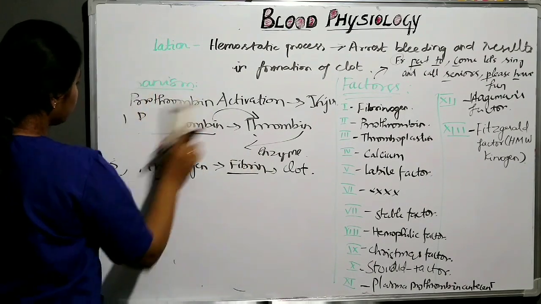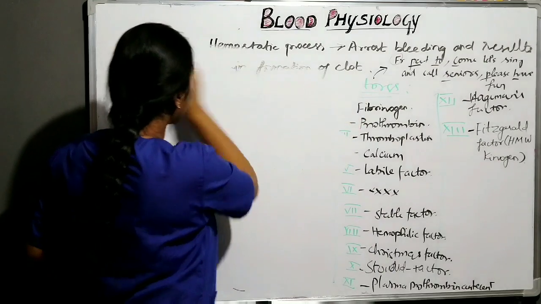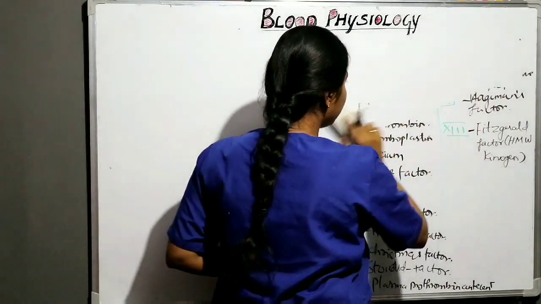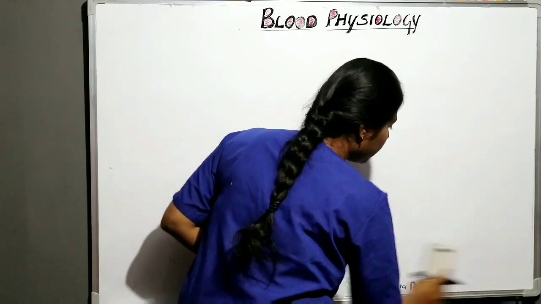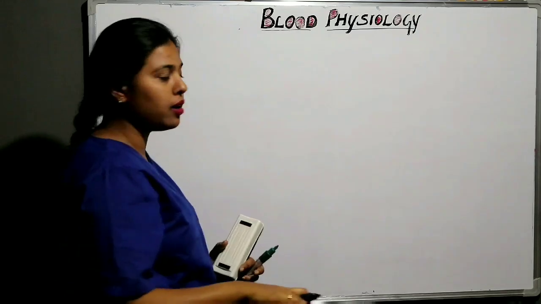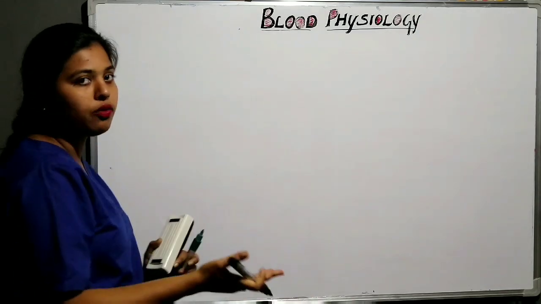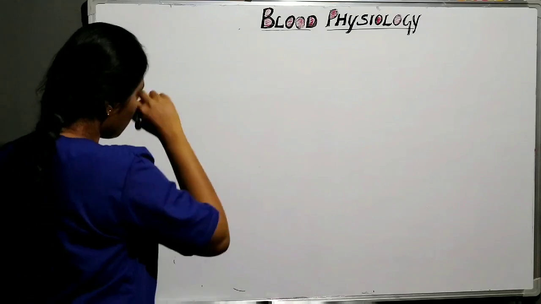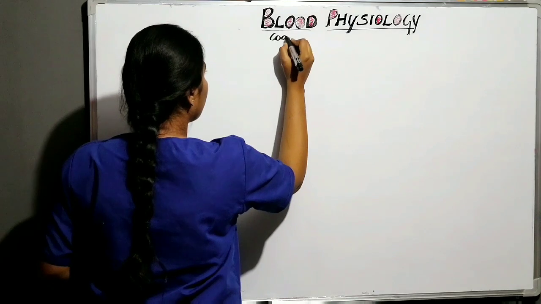Coagulation usually occurs in two pathways. The first one is the intrinsic pathway and the second one is the extrinsic pathway. The intrinsic pathway is the process which takes place in the blood itself. The extrinsic pathway occurs from the injured vessels. So now we will discuss the intrinsic and extrinsic pathways.